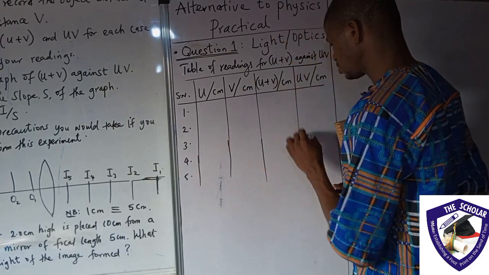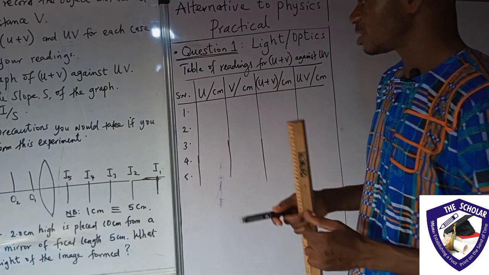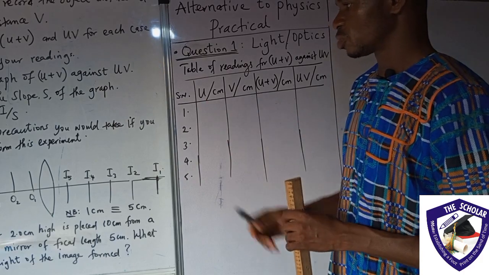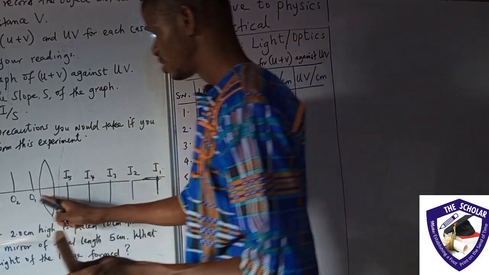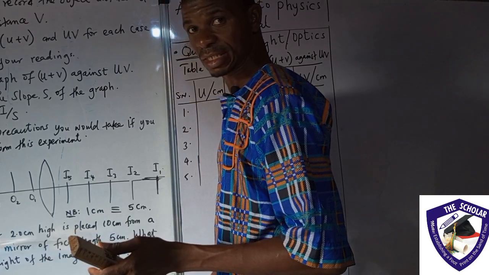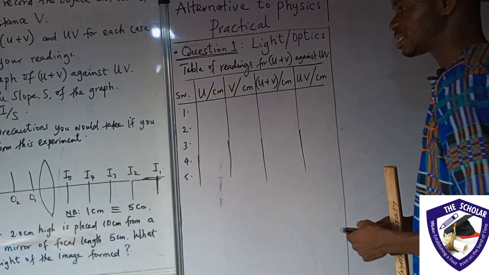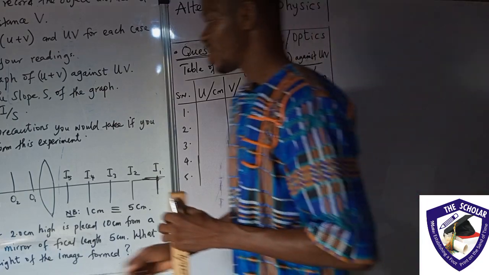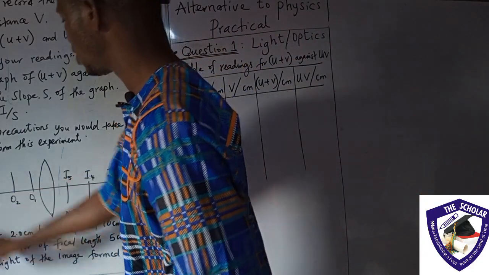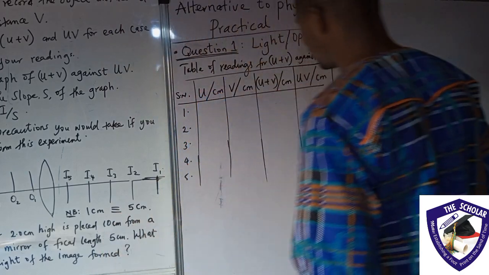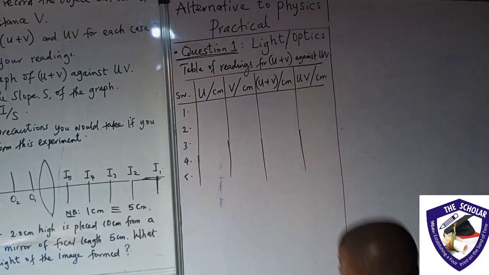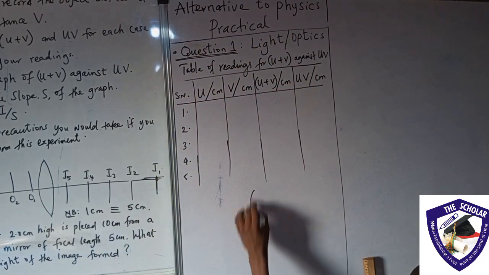So now, starting with the first one, that means I'm starting with O1. One thing about this experiment is that when the object is placed at a distance here, the ray of light will travel. Let's just look at that quickly before I go to measuring.